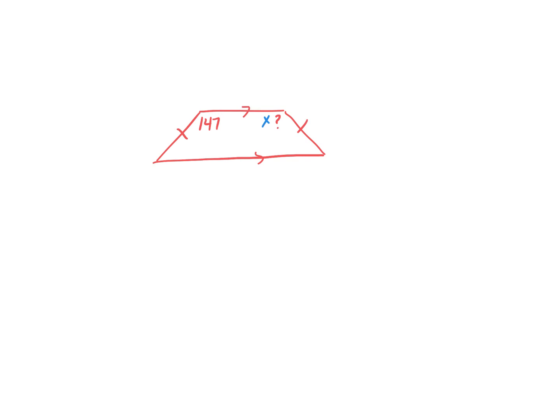So here's a trapezoid, and because the two sides are congruent, you see the tick marks? It's an isosceles trapezoid. And with an isosceles trapezoid, these two angles are equal, and these two angles are equal. Now in this problem, they're asking for the top right, so we know what x is. What is x? 147. But I'm going to show you how to find the other ones.